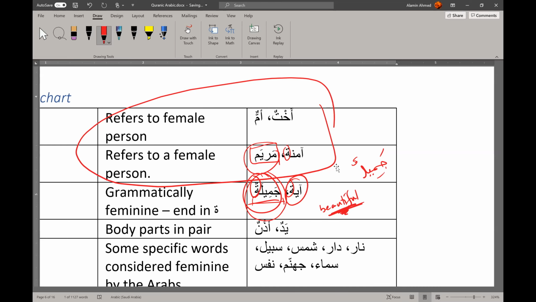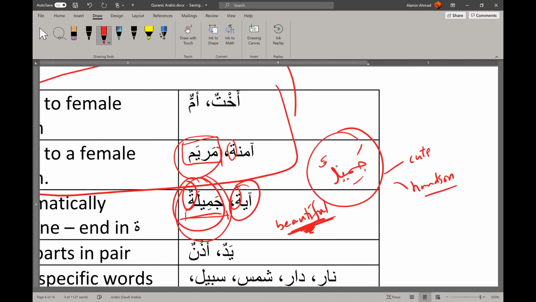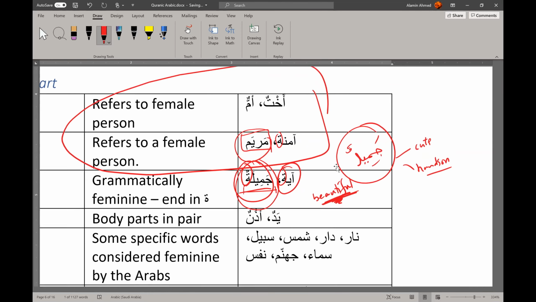Now I'm looking at this little girl. I'm going to say Jamila. Now another boy comes and he's upset: why are you calling her Jamil? Okay, fine. Now I have to say it for him. He's also beautiful, so I have to say Jamilun. By the way, when we say Jamil for a boy, it can usually be translated as cute or handsome. We'll translate according to context, it's not a big deal. The concept is the same: somebody that looks good.